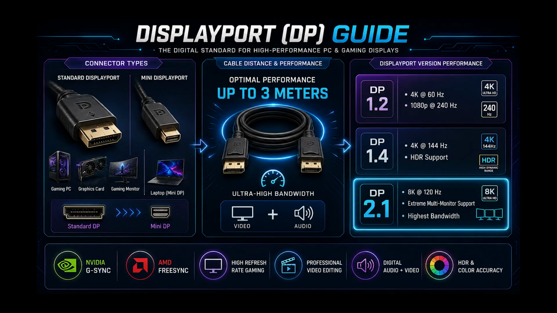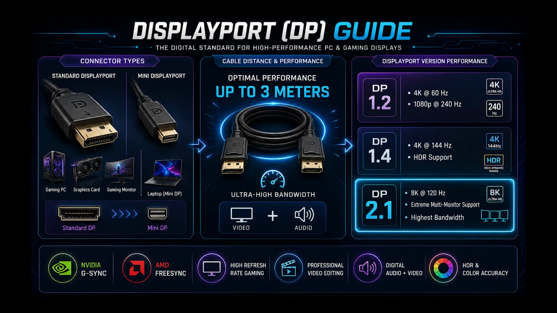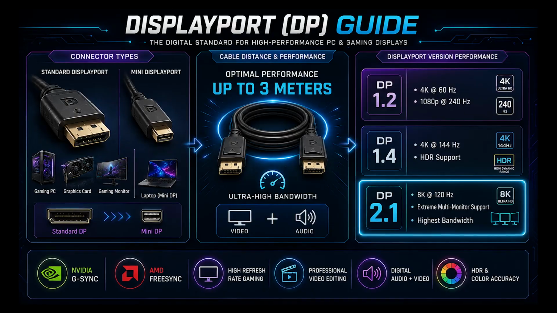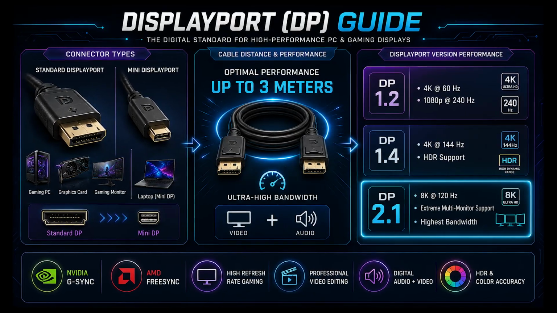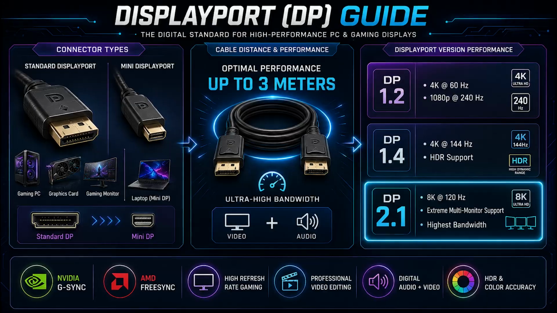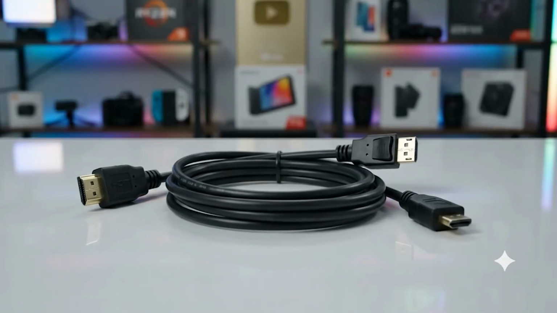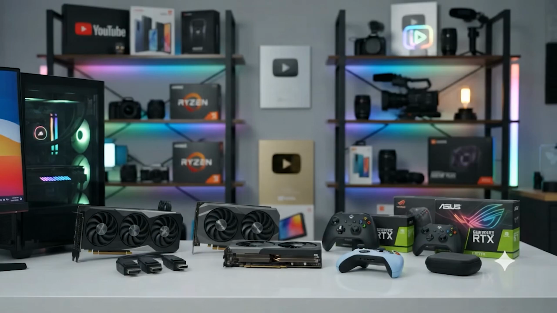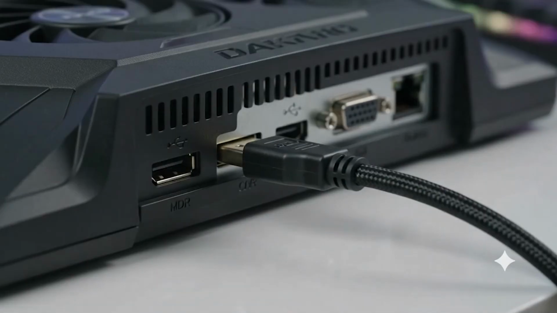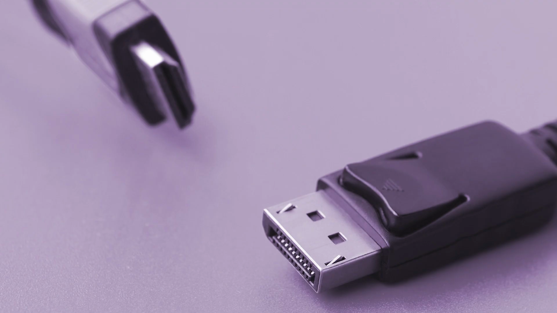While its full performance is optimized within a 3-meter cable distance, its capability scales across versions, from DP 1.2, 4K at 60 Hz/1080p at 240 Hz, and DP 1.4, 4K at 144 Hz with HDR, up to DP 2.1, which drives 8K at 120 Hz and extreme multi-monitor setups.